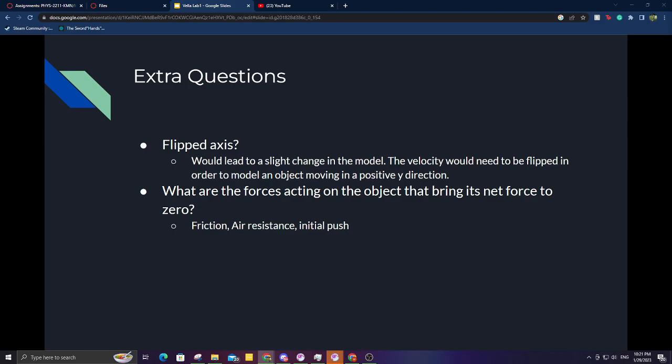What are the forces acting on the object that bring its net force to zero? In this situation, it would be the initial push of the ball moving against the air resistance and the friction between the ball and the mat. And altogether, because as we showed earlier, there was no acceleration and therefore no net force, we can conclude that the friction and the air resistance and the initial push all essentially equaled each other out.